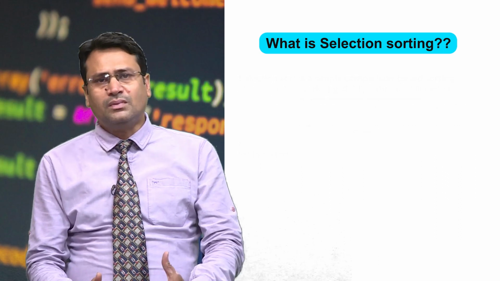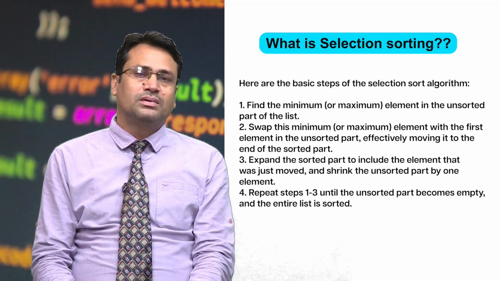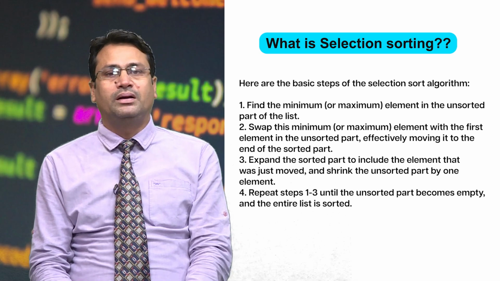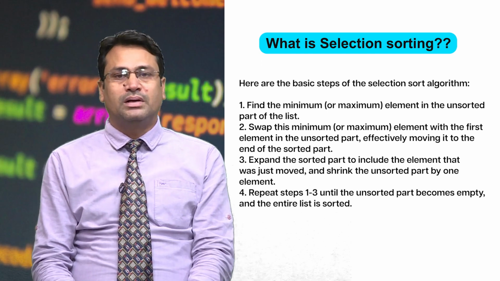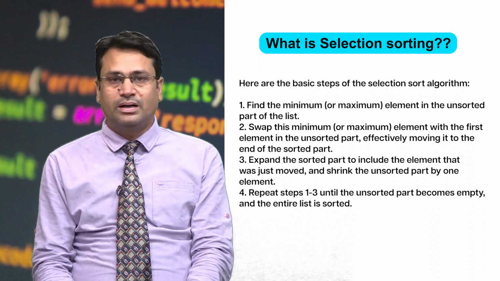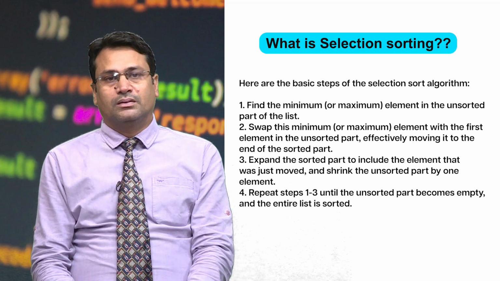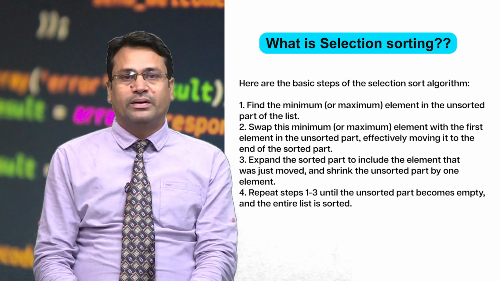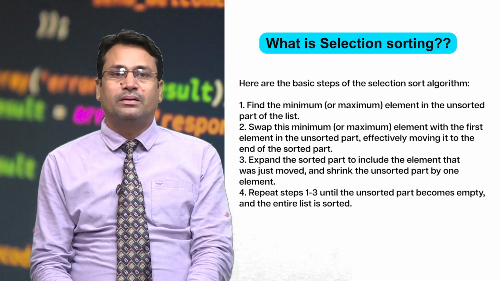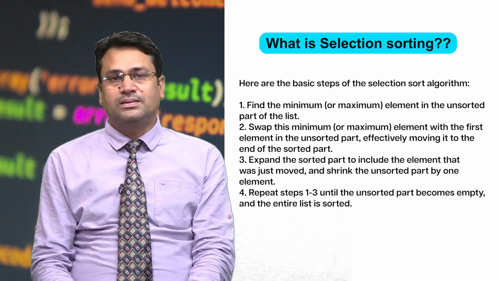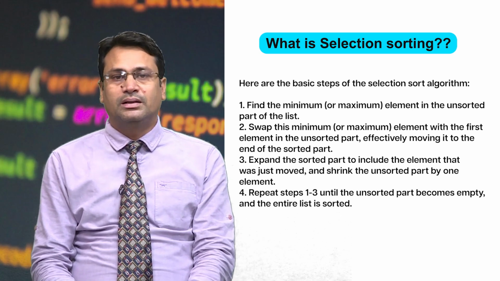Now, here is how the selection sort works. Here are the basic steps of the selection sorting algorithm. The first step is find the minimum element in the unsorted part of the list. The second step is swap this minimum element with the first element in the unsorted part, effectively moving it to the end of the sorted part. The third step is expand the sorted part to include the element that was just moved and shrink the unsorted part by one element. And the last step is repeat steps 1 to 3 until the unsorted part becomes empty and the entire list is sorted.